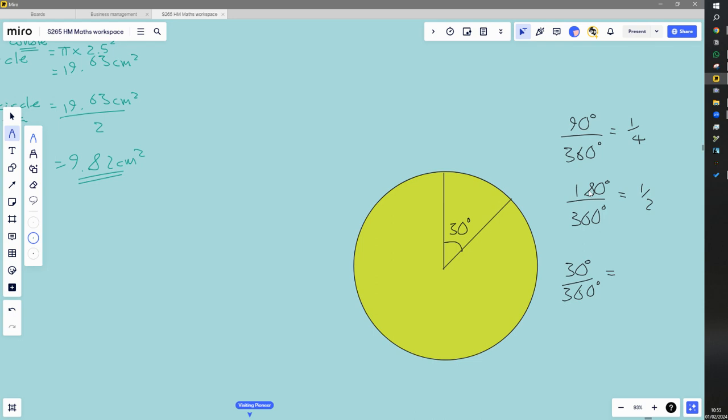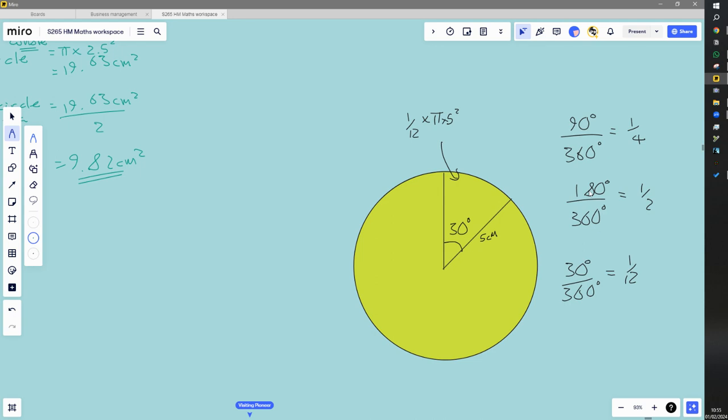So this is 1/12 of the area of the circle. So if I wanted to work out the area of this little bit here, then I would just do 1/12 times pi r squared. Now, if we get told that the radius is 5 centimeters, then we just multiply it by 5 squared.